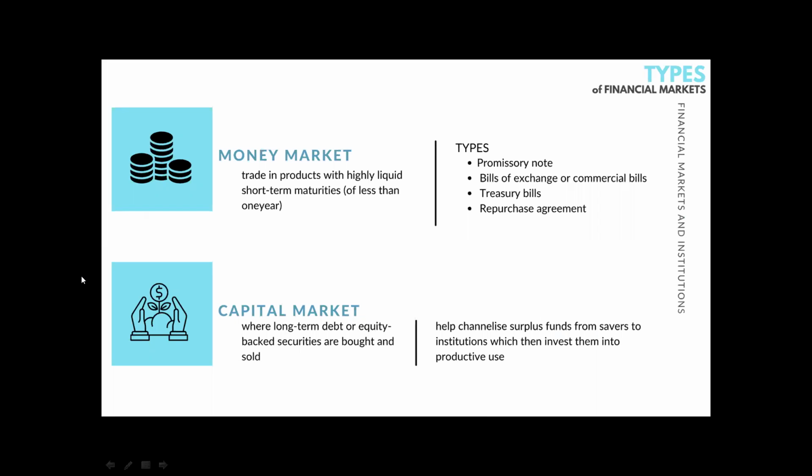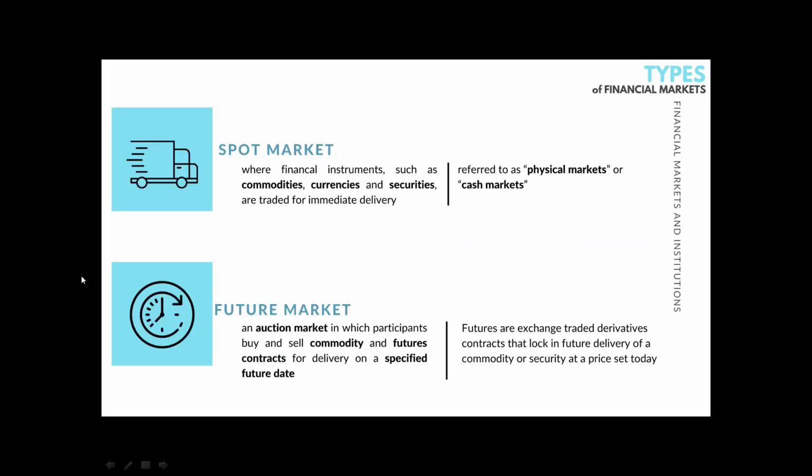And we have here capital market. It is where long-term debt or equity-backed securities are bought and sold. It helps channelize surplus funds from savers to institutions, which then invest them into productive use. Then spot market. It is where financial instruments such as commodities, currencies, and securities are traded for immediate delivery. It is also referred to as physical markets or cash markets.